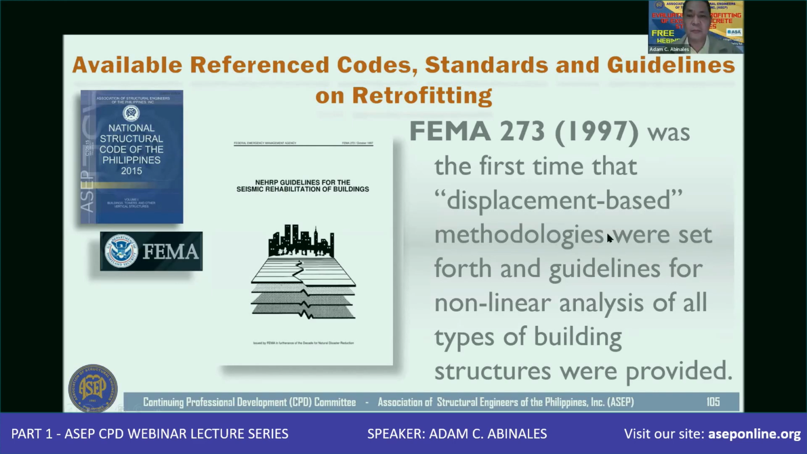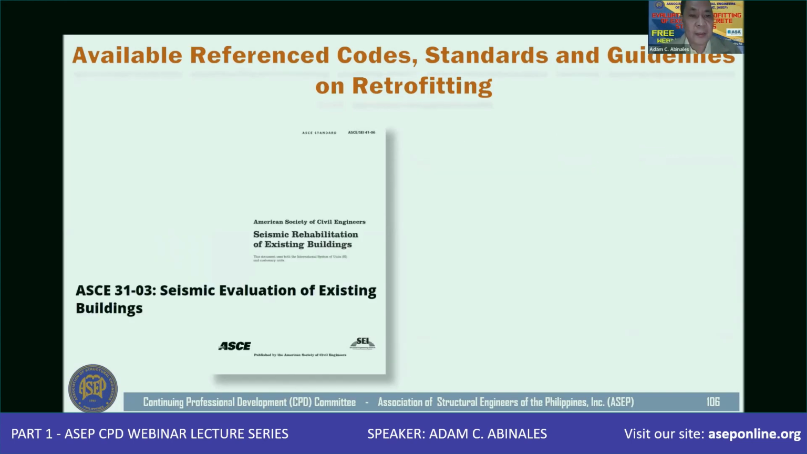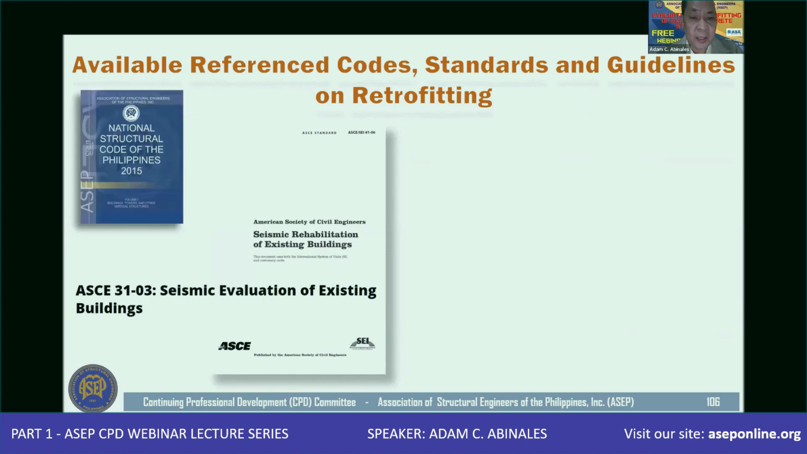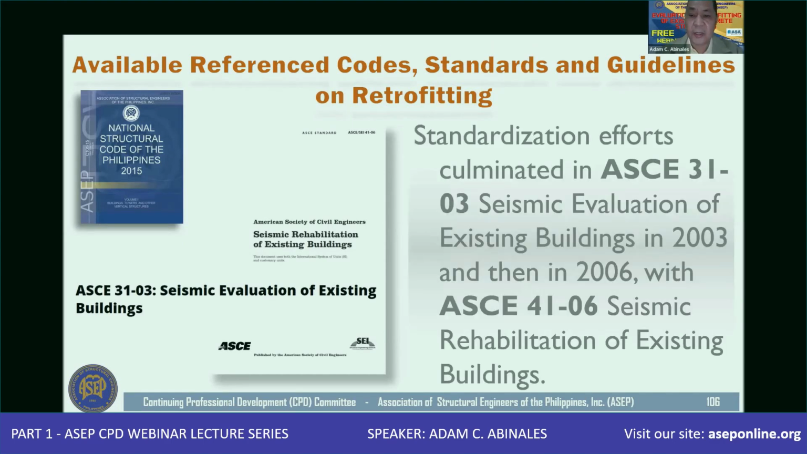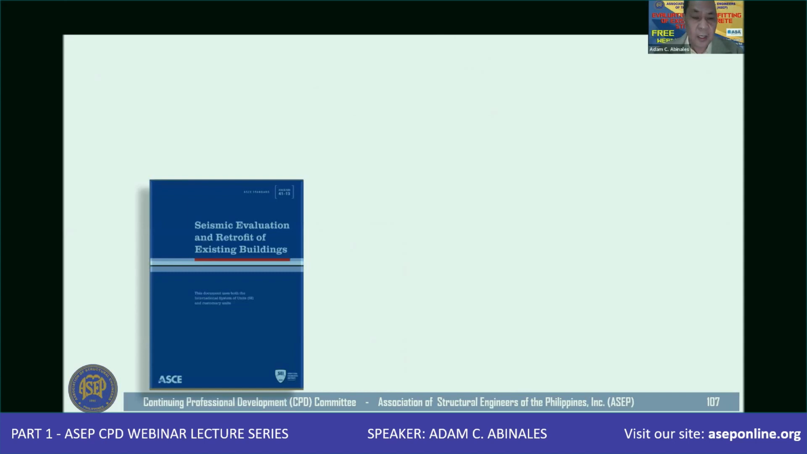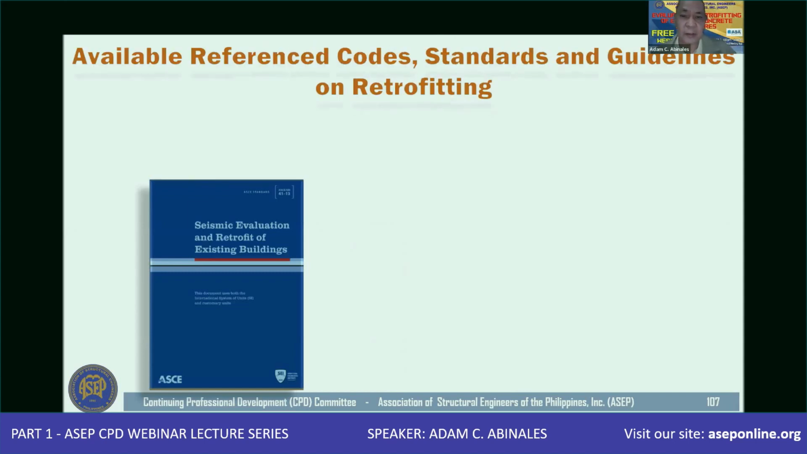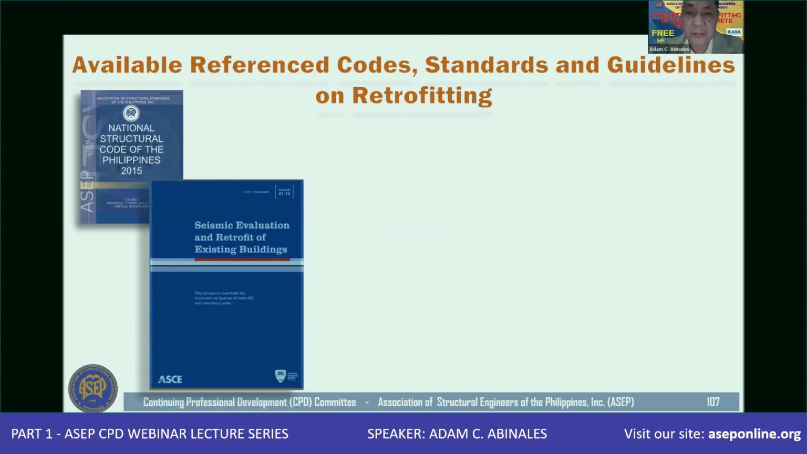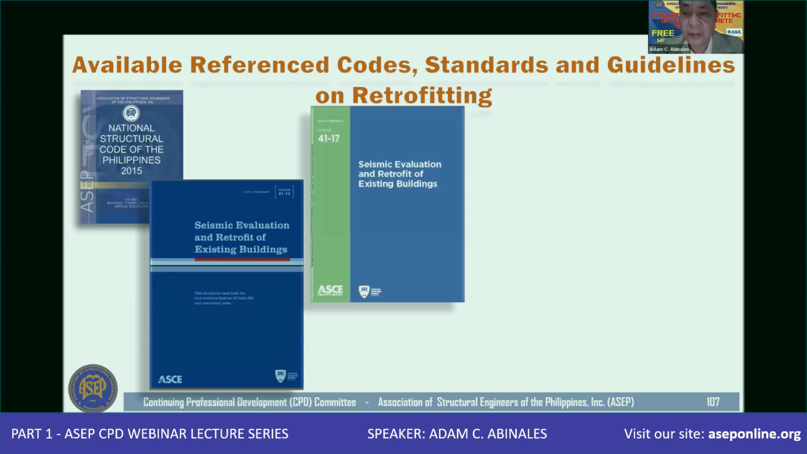Okay. So FEMA 273, wherein you have these NERF guidelines for the seismic rehabilitation of buildings. Then later on, we have ASCE 31-03 on seismic evaluation of existing buildings. Then that is supplemented with ASCE 41-06 on rehabilitation of existing buildings. Then, of course, an updated version of that is 41-13. Now, the latest version is 41-17.